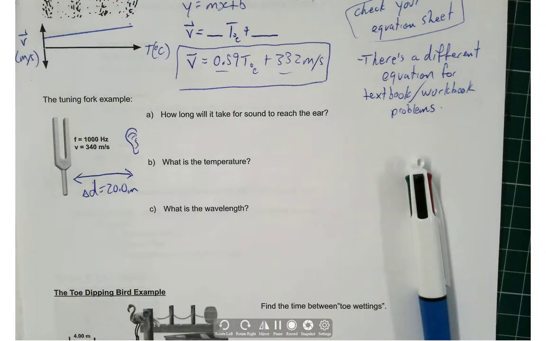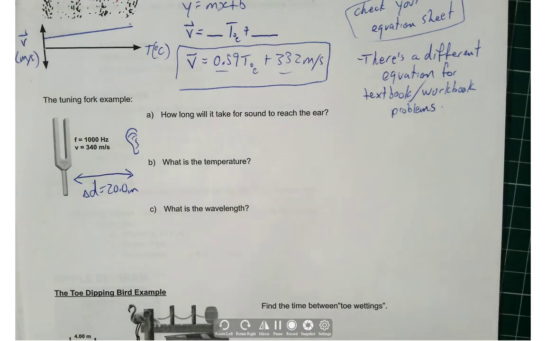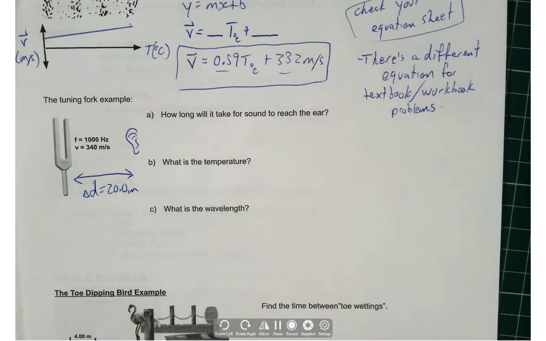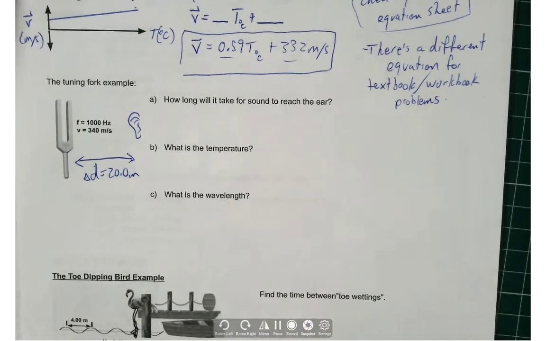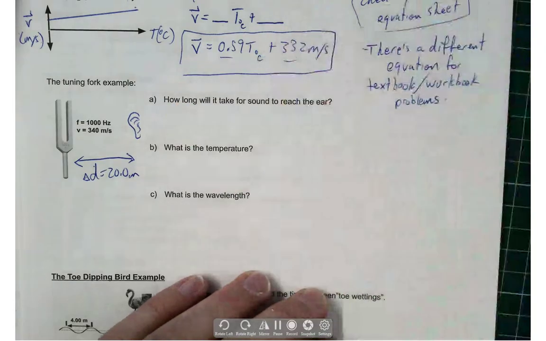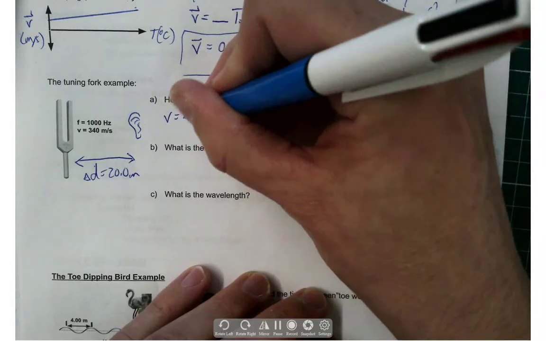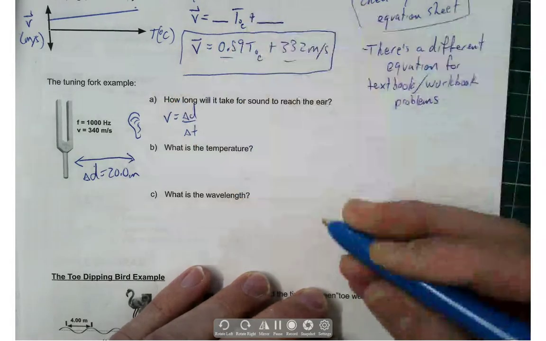They're actually used historically for tuning things. Now we would probably use an app for it. My daughter uses an app for tuning her guitar, but we used to tune things based on these tuning forks. That's why they're called tuning forks. So how long will it take for the sound to reach? Well, speed is equal to distance over time. That's true.